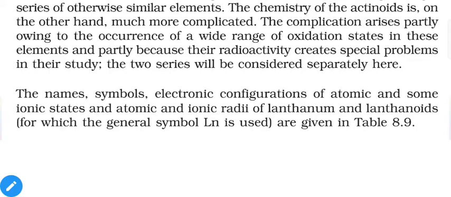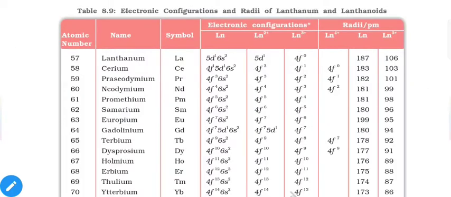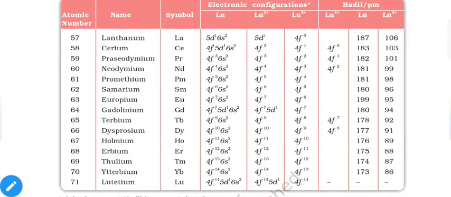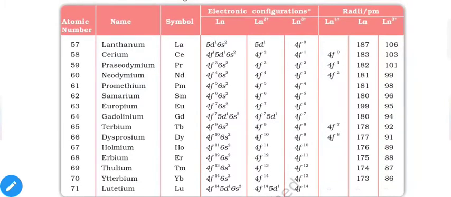The name, symbol, electronic configuration of atomic and some ionic states, and atomic and ionic radii of lanthanum and lanthanoids, for which the general symbol Ln is used, are given in Table 8.9. So here is Table 8.9. Elements 57 to 71 are mentioned here, with their electronic configurations in their different ionic states and their ionic radii. And second, we have limited information available for these series because of the rarity of these elements.